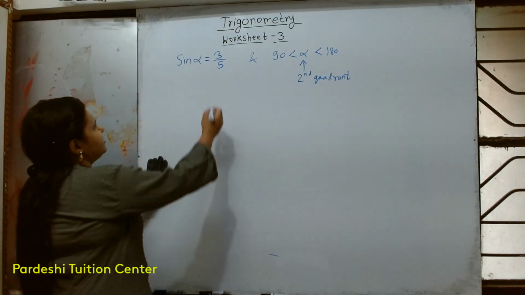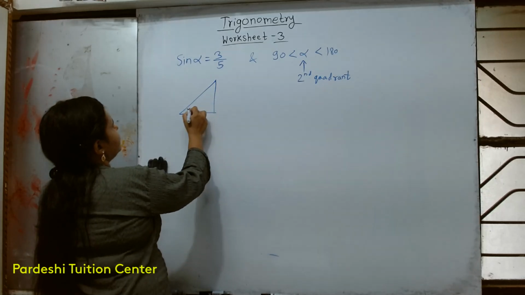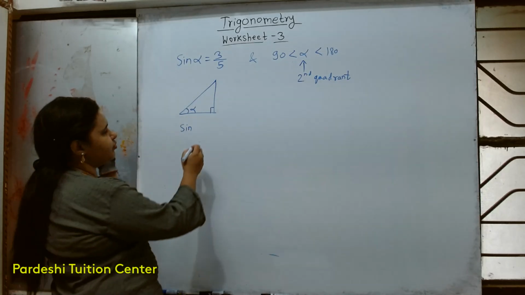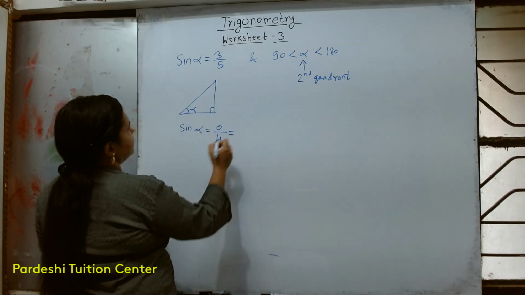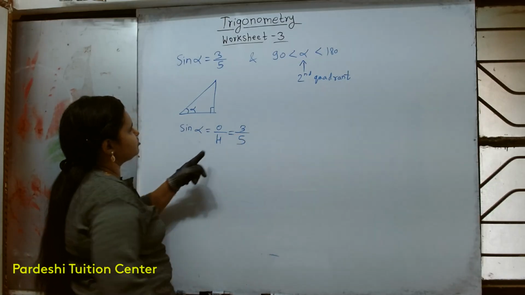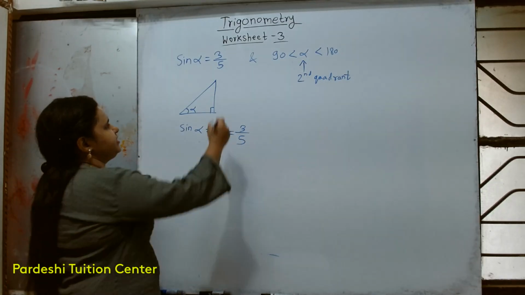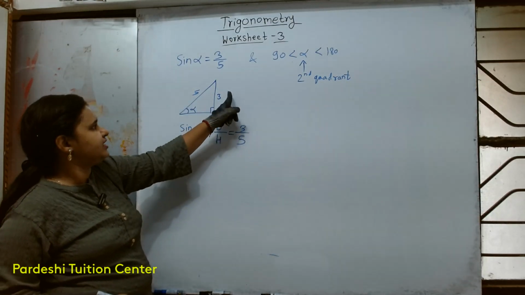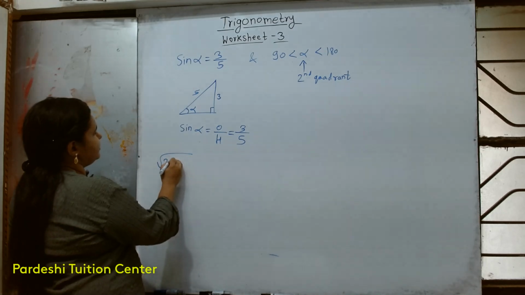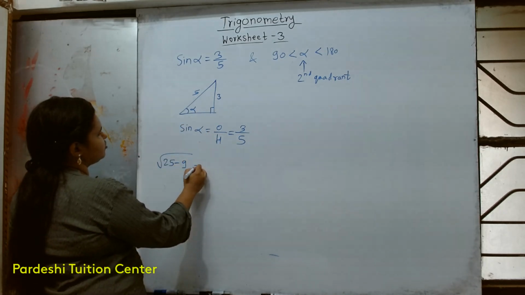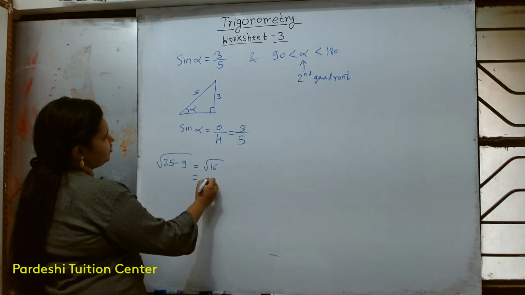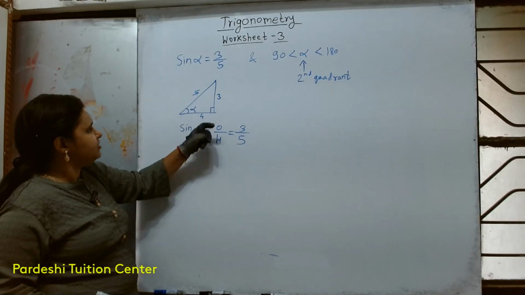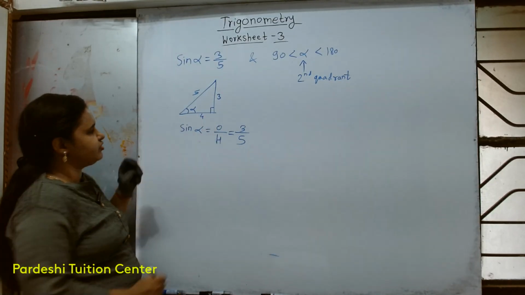So if I take a right angle triangle, and this is your angle alpha. The ratio for sin is opposite upon hypotenuse, and sin alpha is given as 3 by 5. So the opposite side of alpha is 3 and the hypotenuse is 5. By Pythagoras theorem it will be under root of 5 square, that is 25, minus 3 square, that is 9. So it will be root 16, so it will be 4. So this side will be 4.